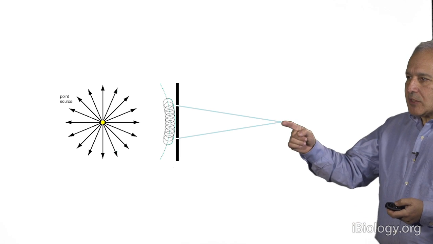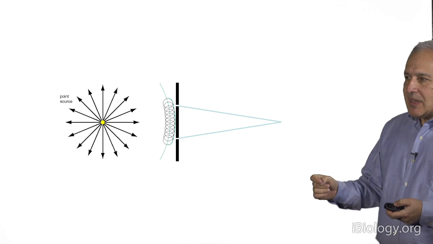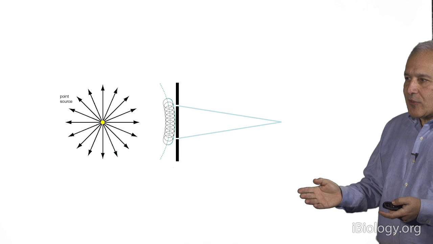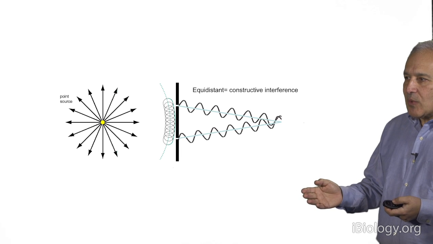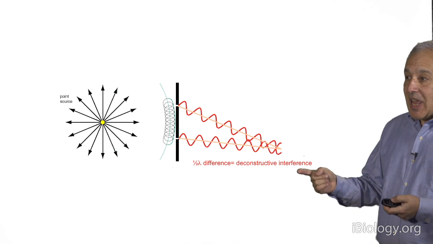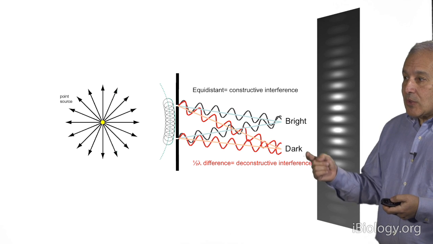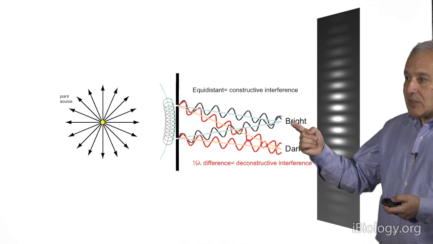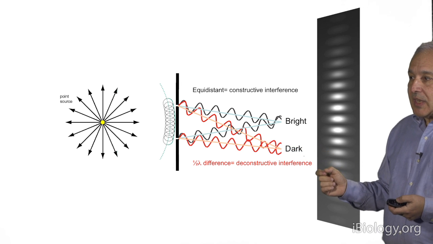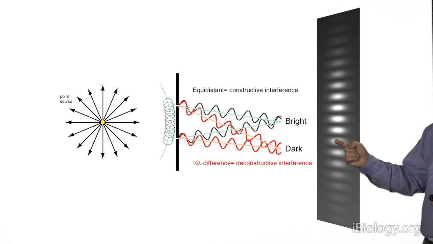If we go to a position where the two wavelet openings are exactly equidistant from that point, then they will both be cresting or troughing at that distance. And so one would have constructive interference. If we go to a position where one of the distances is exactly half a wavelength longer than the other, one would have destructive interference. So there would be bright light where they constructively interfere and no light where they destructively interfere. And that's why one ends up with this pattern of bright and dark bands.